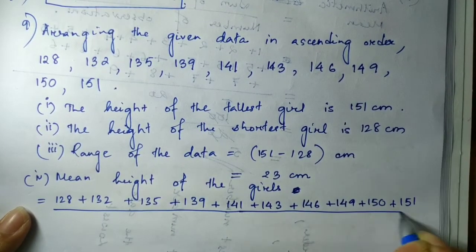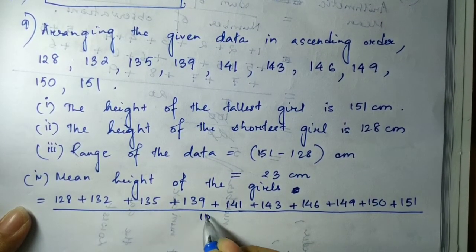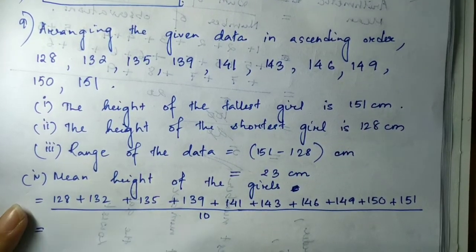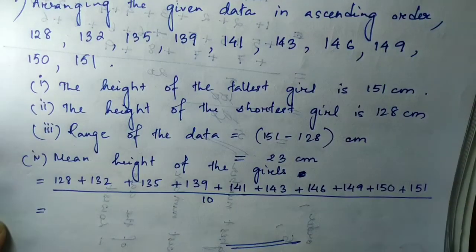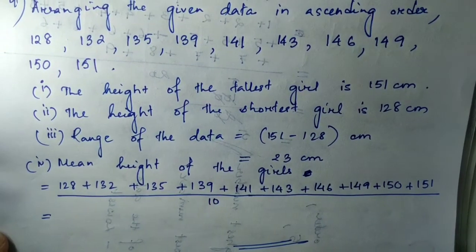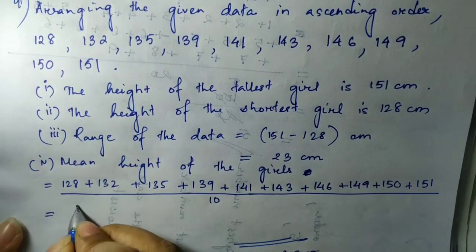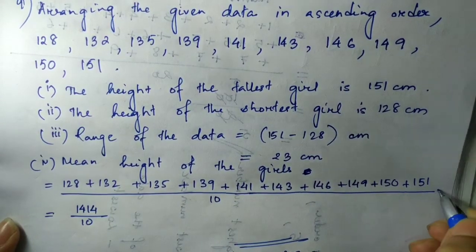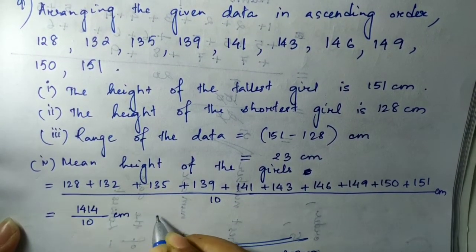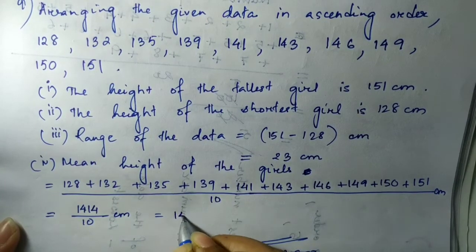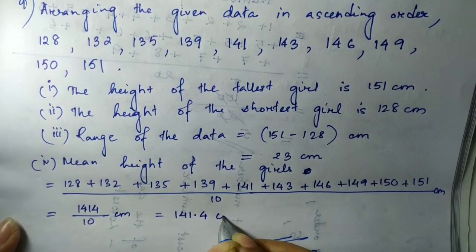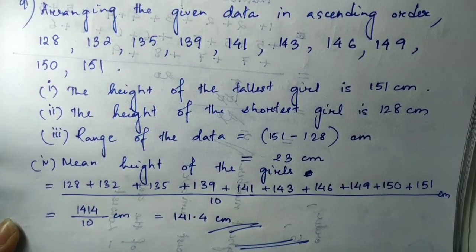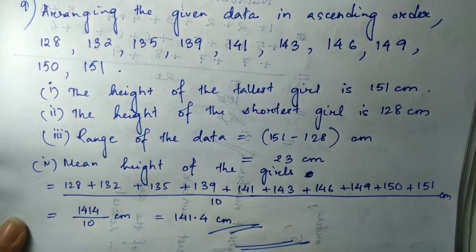Divided by the total number of girls, that is equal to 10. So when I divide it, how much do I get? Let me check. Let's add it. So when I add them, I get how much? 1414 by 10. And the unit is centimeter here. So this much centimeter, which is equal to, when you divide it, 141.4 centimeter. So that is the mean of the thing. Okay. Then we have the last question.